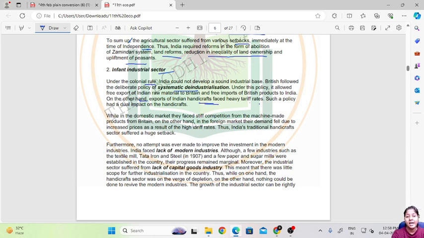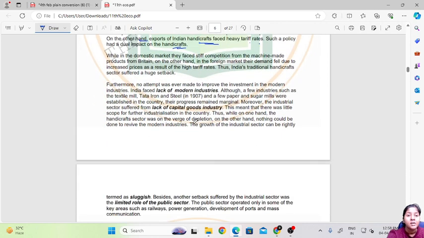Such a policy had a dual impact on the handicraft. While in the domestic market they faced stiff competition from the machine made products from Britain, on the other hand, in the foreign market the demand fell due to increased prices as a result of the high tariff rate. Thus, India's traditional handicraft sector suffered a huge setback.